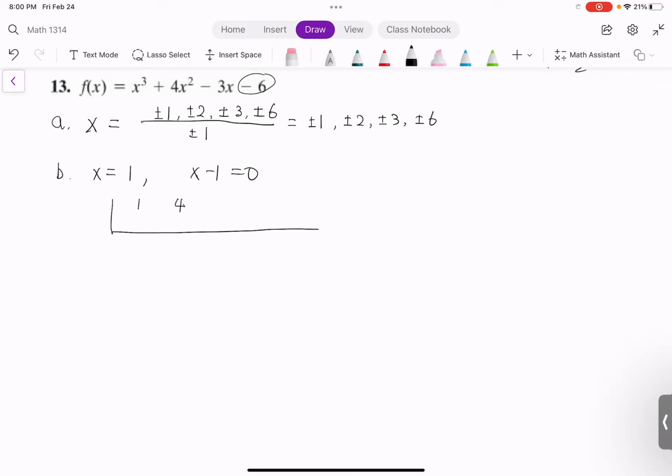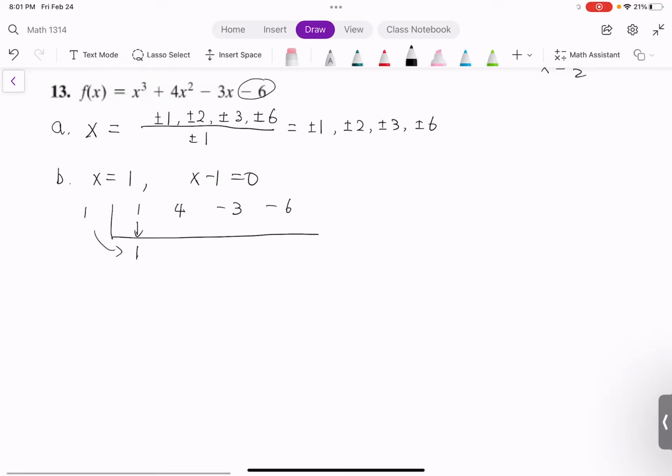1, 4, negative 3, negative 6. And put the 1 here. Let's bring down the 1. So do the multiplication. 1. 4 plus 1 is 5. And then 1 times 5, 5. Negative 3 plus 5 is positive 2. 1 times 2 is 2. Negative 6 plus 2, that's negative 4. Okay, here is not 0.